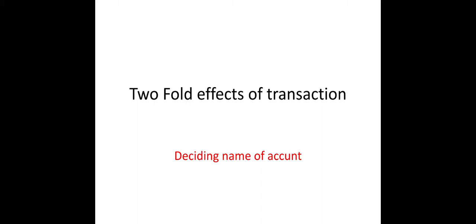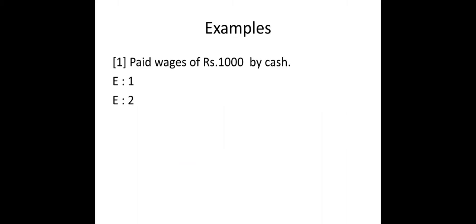So when you write effect, you also have to tell which account is involved in the effect. That is very easy. With some little effort we can easily learn. So here we go, students. Now let's take one simple example. Example number 1: Paid wages of rupees 1000 by cash.